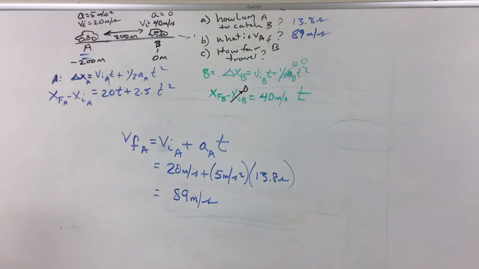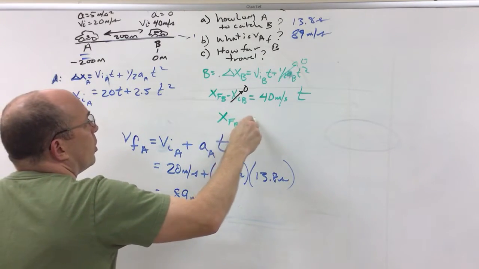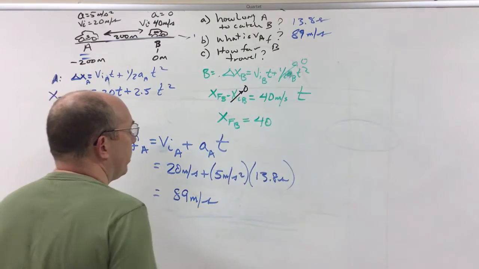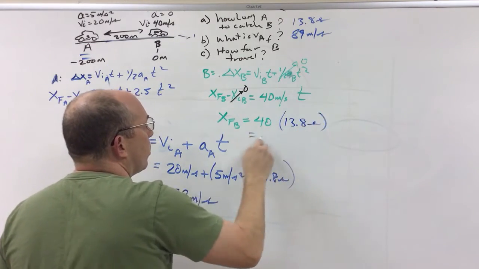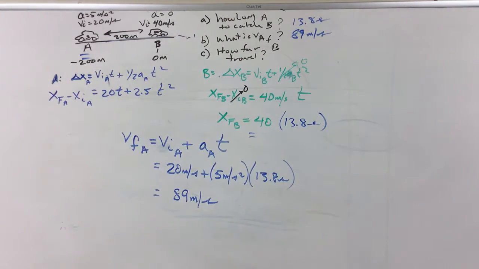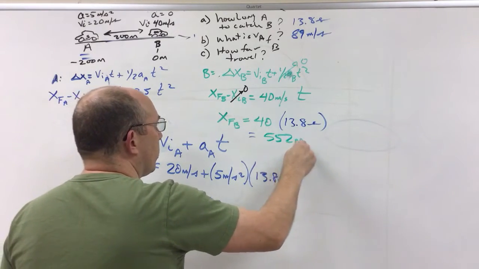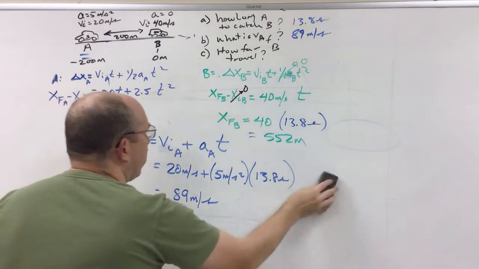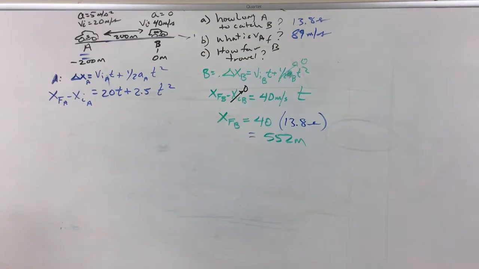Okay, for part C, how far does B travel? We can use this function. The final position of B is equal to 40 meters per second times the time, 13.8 seconds. Multiplying those two together, you should come up with something like 552 meters. Well, how do you know you're right? Sounds reasonable.